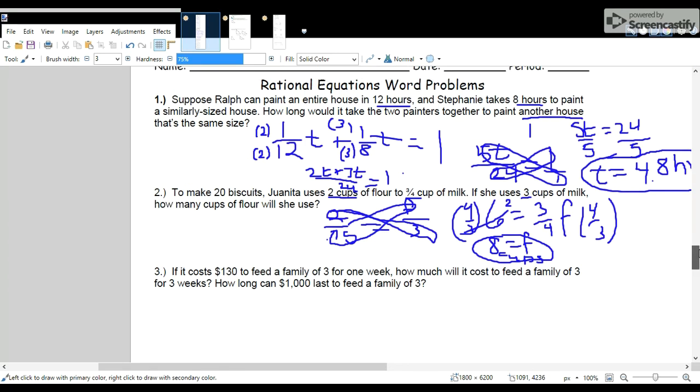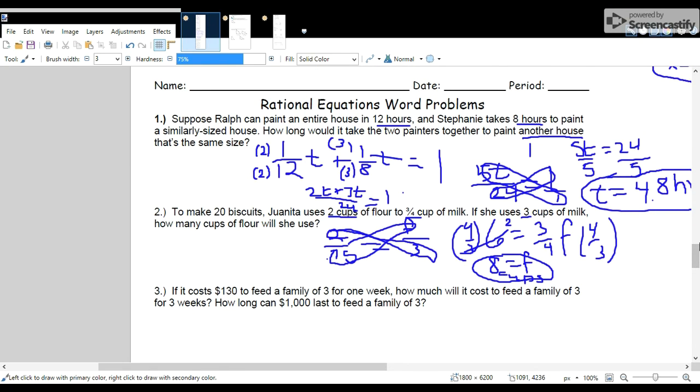So go ahead and try the rest of these in your groups or on your own. Turn in this packet today, even if you don't finish it.